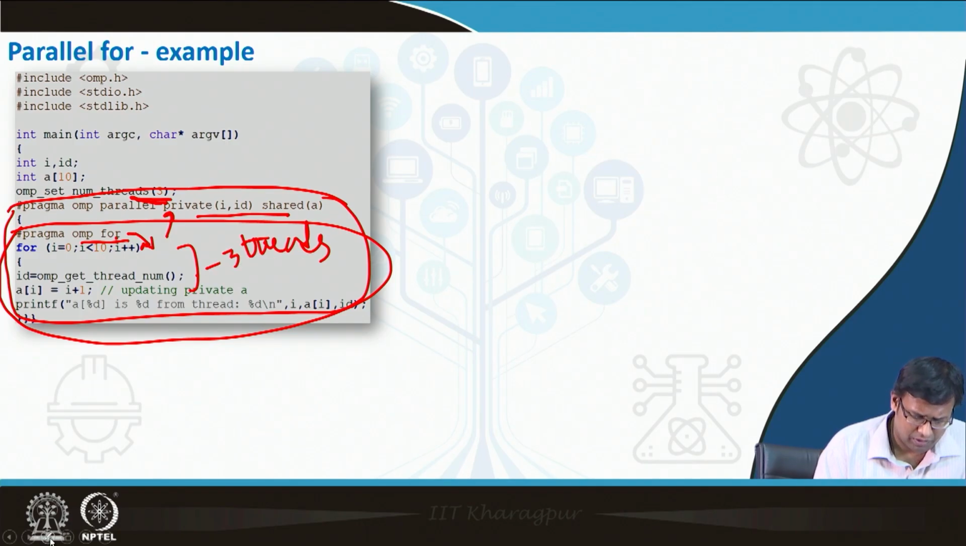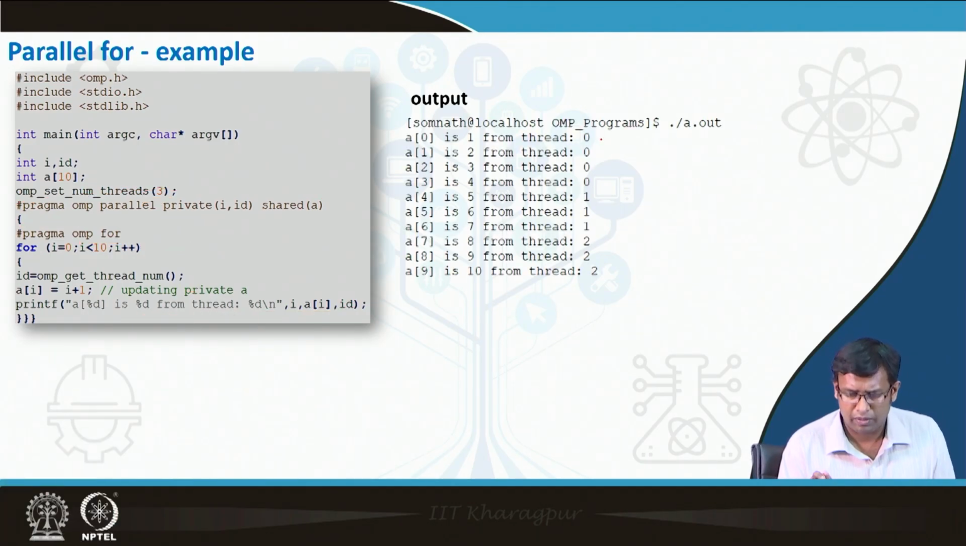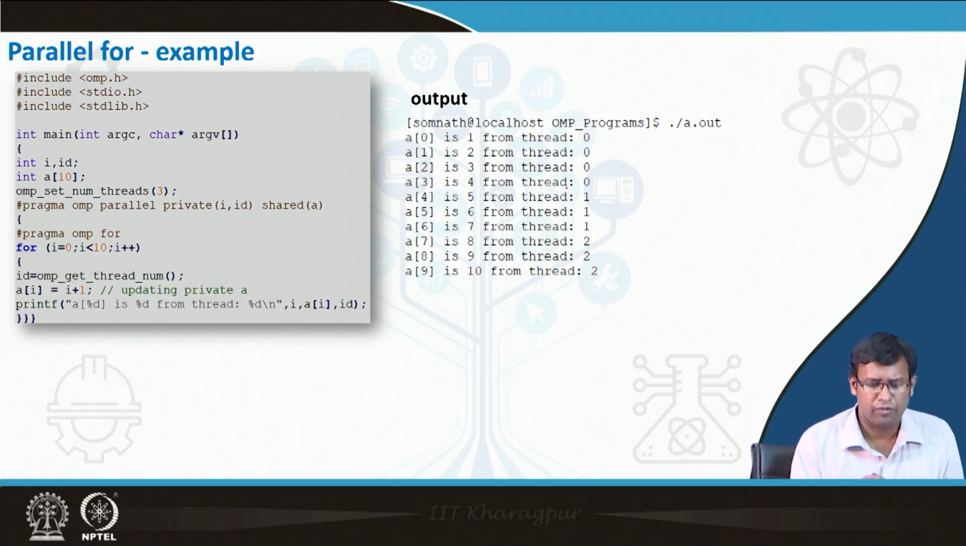Okay, if we see the output, A[0] is 1. So 3 threads means a total of 10 iterations. We have not done any load balancing, but OpenMP has balanced the load in some way: the 0th thread gets 4 iterations, the first thread gets 3 iterations, and the last thread gets 3 iterations. So it's the best load balancing possible. The first 4 are done by the 0th thread, then the next are done by the first thread, and then the last are done by the second thread.